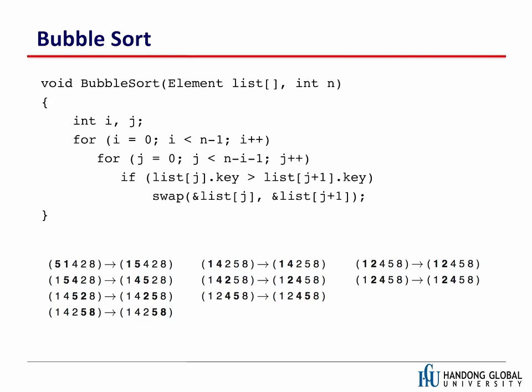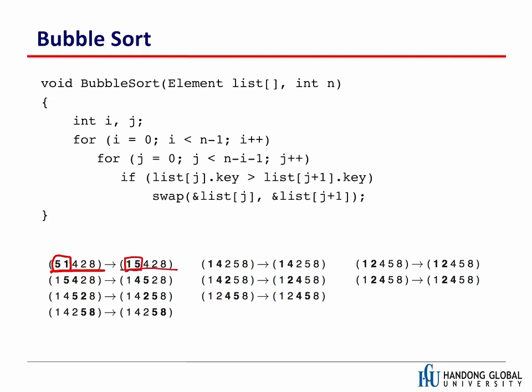Let me explain this one with an example. So we have this unsorted list. Okay, then first, we check these two. 5 is larger than 1, then we swap. We get this one.